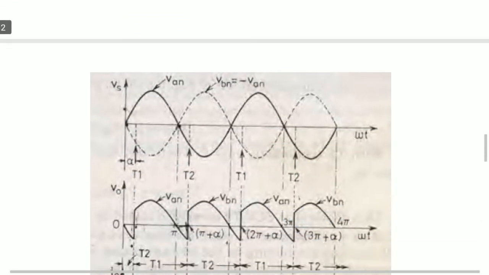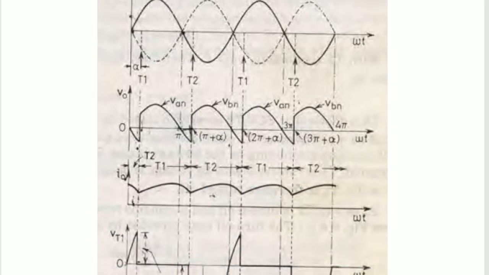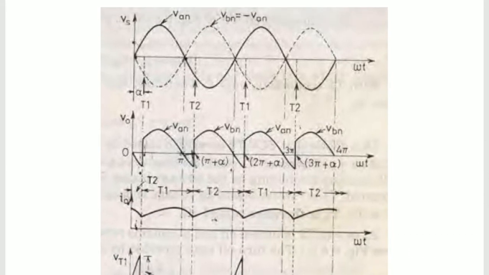These are the waveforms. We can see the first waveform is the source voltage Vs. The second waveform is of VO, that is output voltage. The third waveform is IO, that is output current.